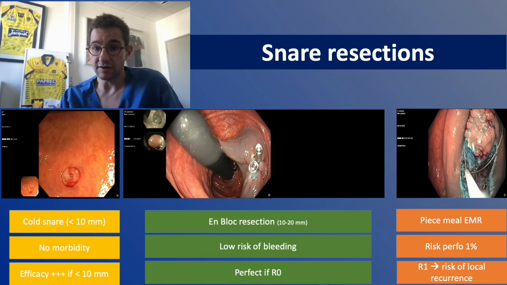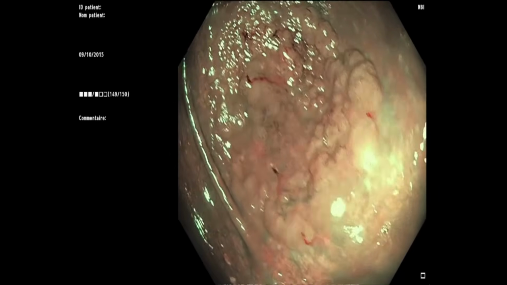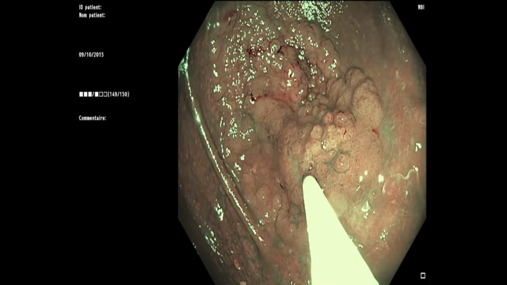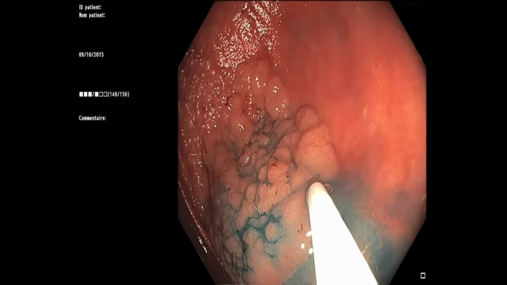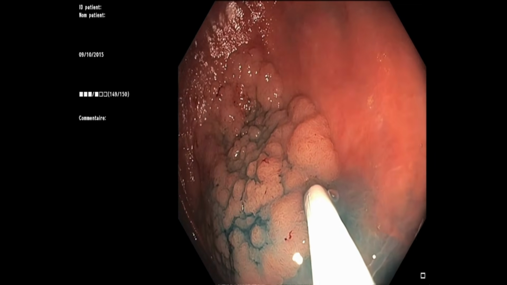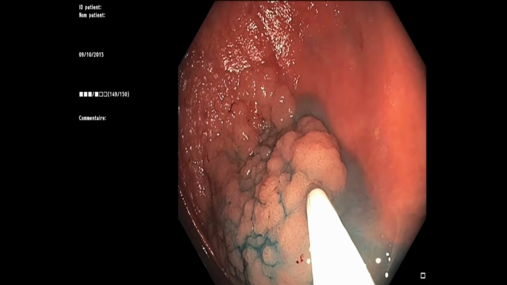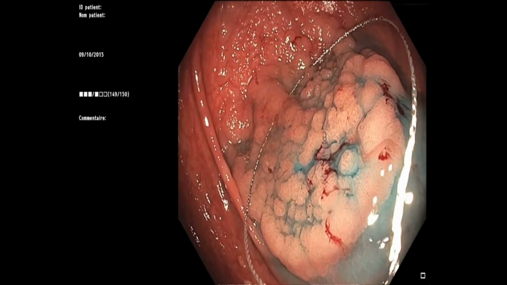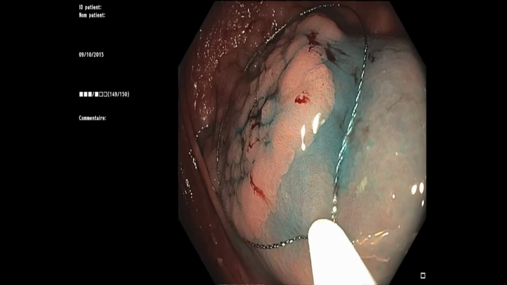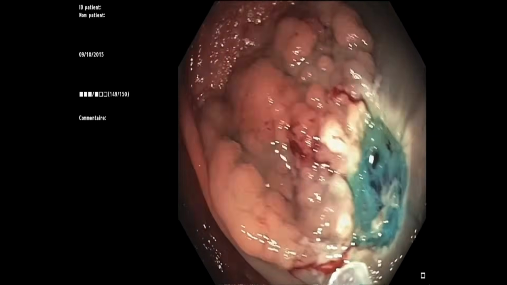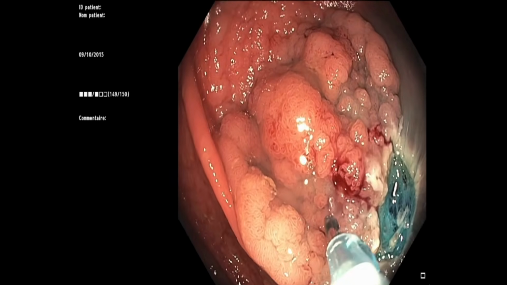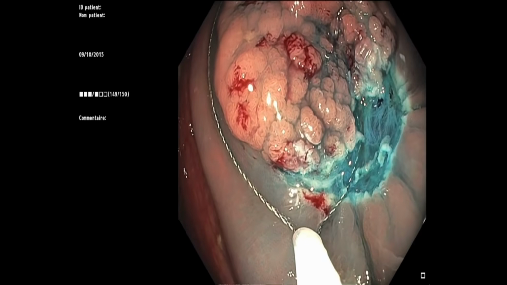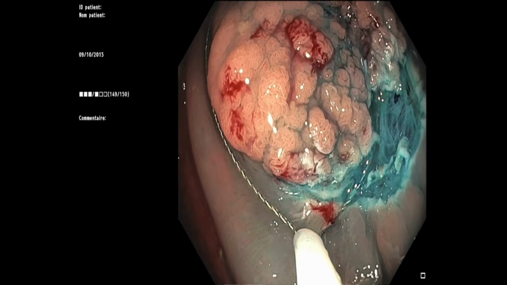And the last technique, which is probably still the reference in the world for the lesion above 25 millimeter with no risk of cancer. It means granular LST homogeneous type. It's a resection from 2015 from Professor Ponchon. So we try to do the minimum number of pieces being safe.